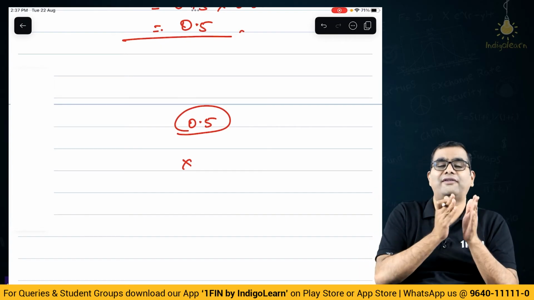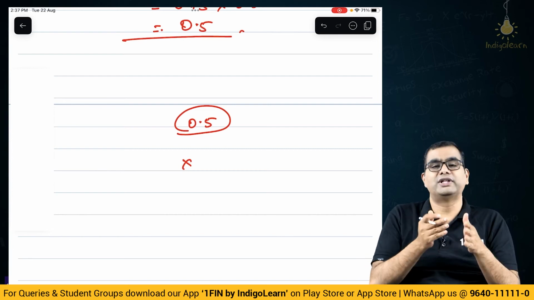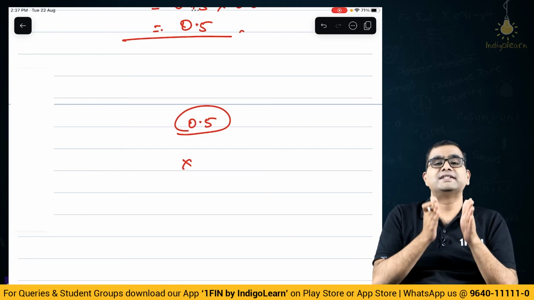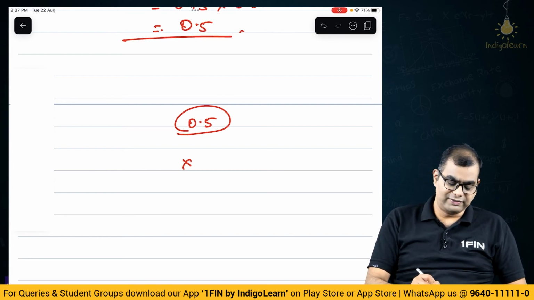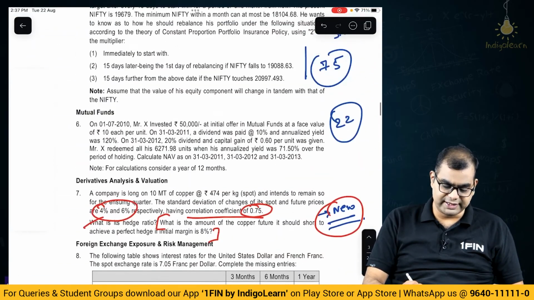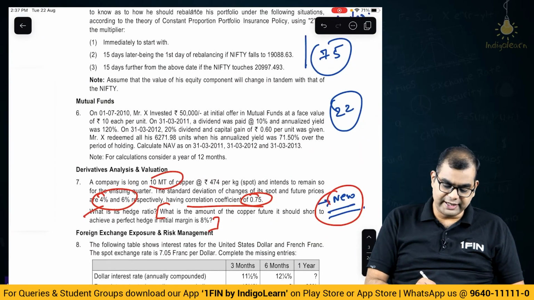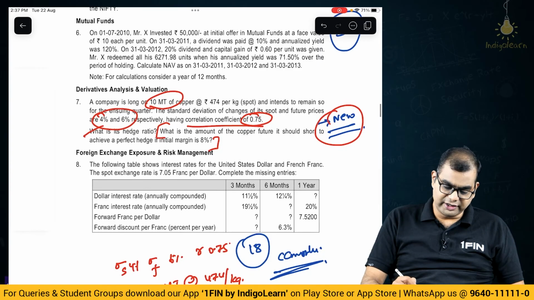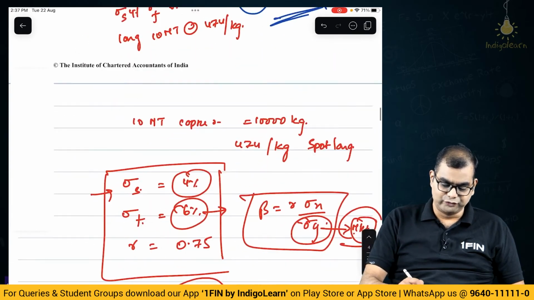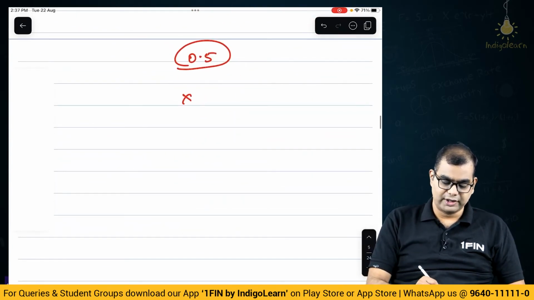You have to enter into only half contracts for the hedging instrument, so that the item being hedged is hedged properly. So how many contracts do you currently have? Did they say anything about contracts? It says long on 10 MT of copper. So they did not give you the contract size. That is unfair.